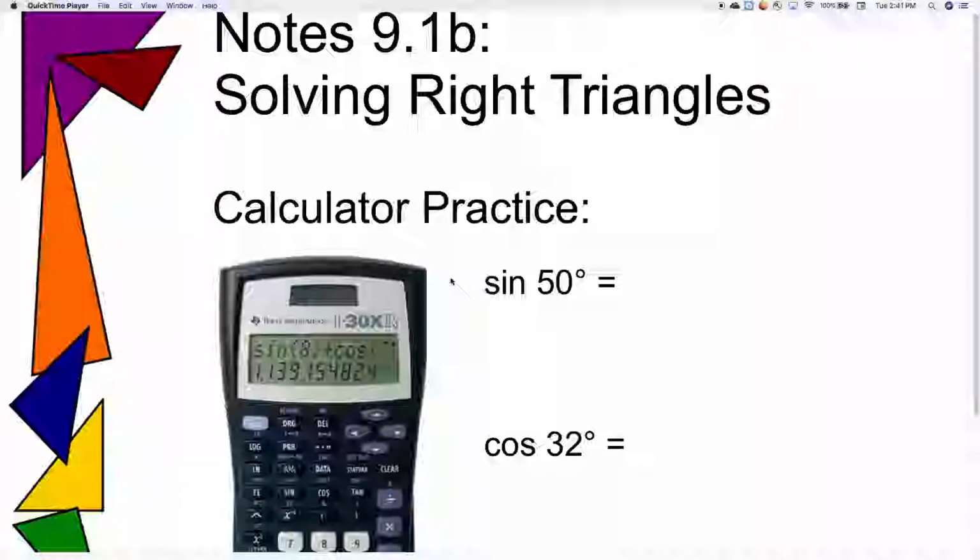Heading here when we're solving right triangles. Solving right triangles means finding missing side lengths, like how far up the wall our ladder was. It could also mean finding missing angles, and we'll talk about that in a little bit. But some of those things require use of the calculator.